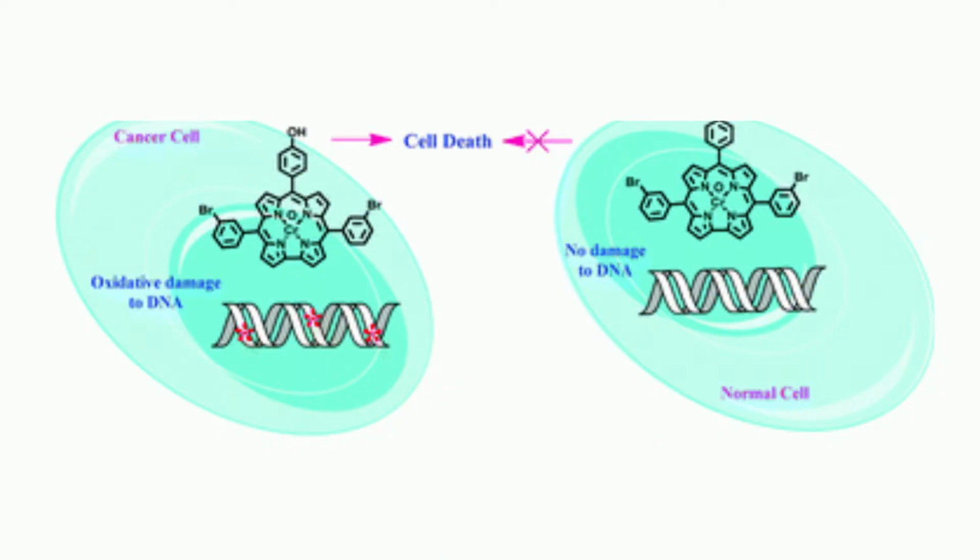So in the image we can see there are two cells, a cancer cell and a normal cell. In the cancer cell, the DNA is damaged, and in the normal cell, no damage has occurred. Also, in the normal cell, cell death is occurring, but in the cancer cell, cell death is not occurring. Whenever damage to DNA occurs, cancer cells are formed.